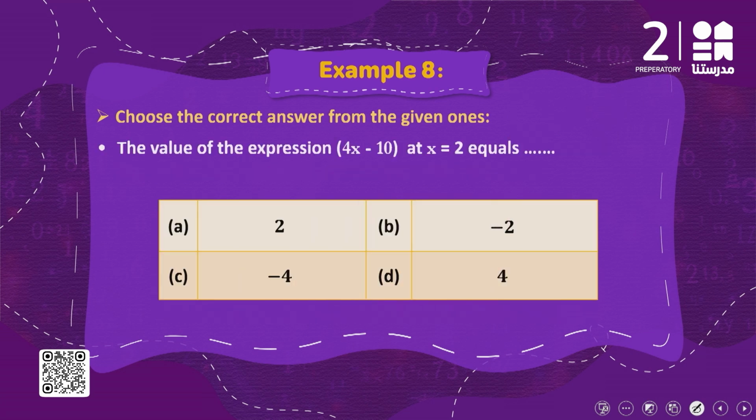The value of the expression at x equals, very easy, you just multiply 4 by 2, which is 8, minus 10. Now it's negative 2. The value is letter B, the right answer, negative 2.